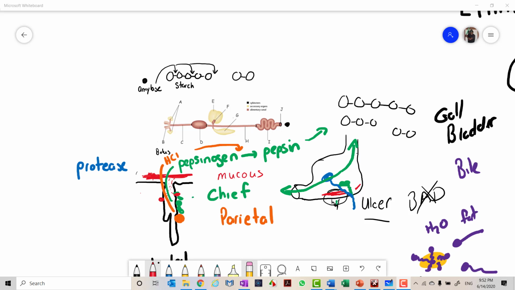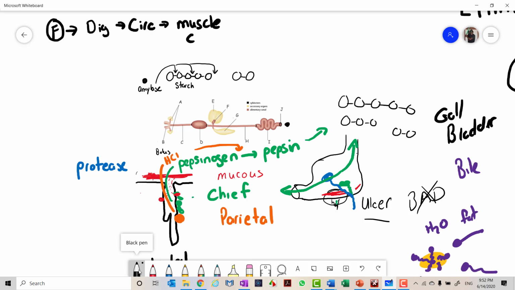Okay, so what we want to do is follow the flow of food, right? Any food. It could be a protein, it could be a fat, it could be a carb. So I'm just going to say a food, from outside the body, through the digestive system, to the circulatory system, and eventually making it to your muscle cell. That is the goal. Can you do that? If you can explain how that happens, then you understand the systems.